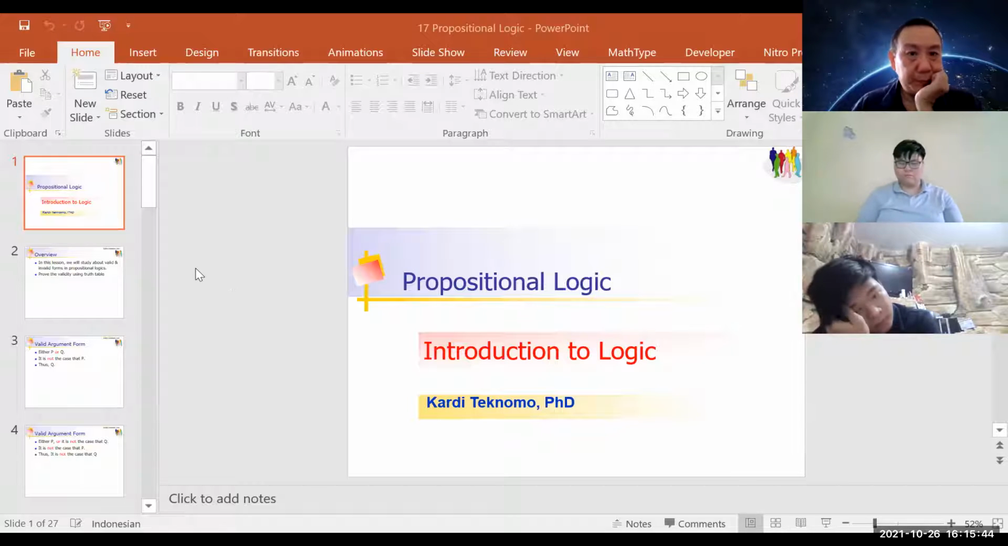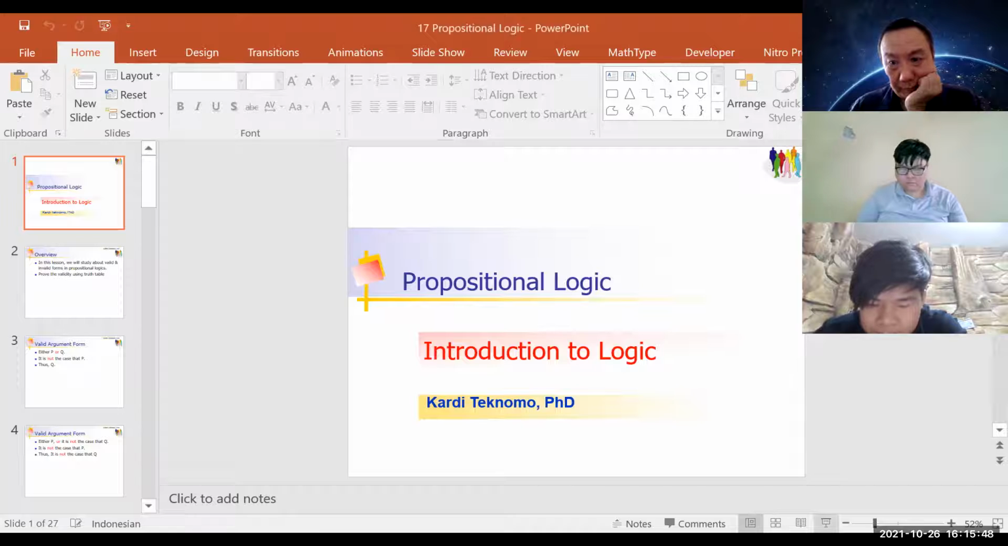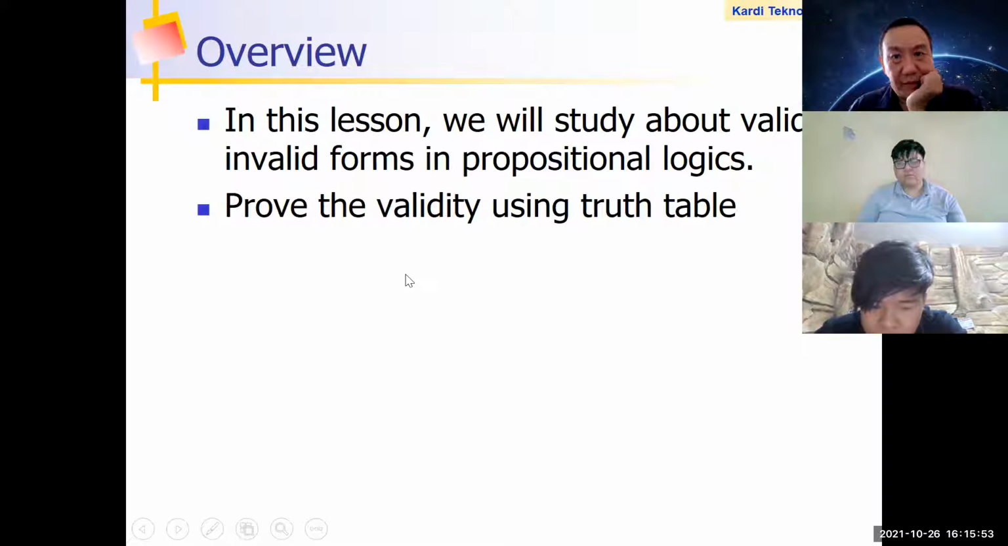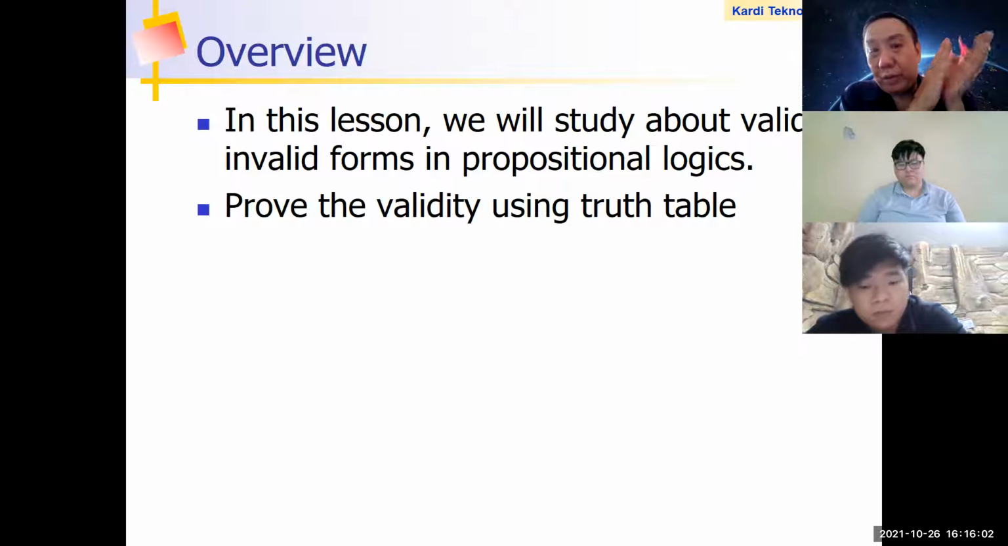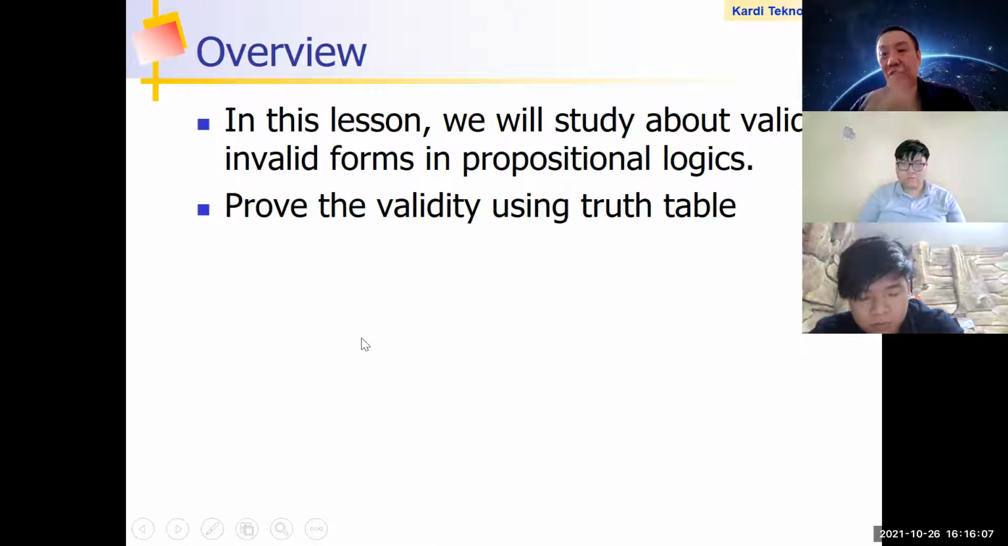Okay, so the next one, our topic next meeting will be on 17 or 18. Propositional logic. Okay, propositional logic. Okay, let's do propositional logic. You can go to Google Classroom and get the topic of propositional logic. So in this lesson, we will discuss valid and invalid forms of propositional logic, okay? And you will prove the validity using truth table. We have 15 minutes, so I guess we will continue this next week.